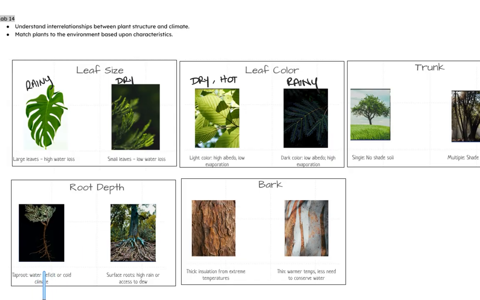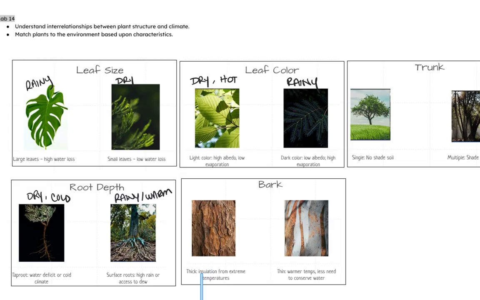Root depth, which you're not going to have a picture of root depth, I don't think, but if you have a taproot that is very deep, you're going to have a dry climate or possible very cold climate, as opposed to surface roots. We're going to have a rainy / warm environment.